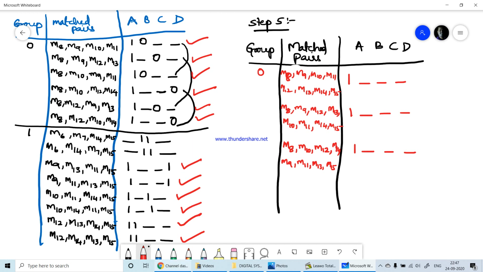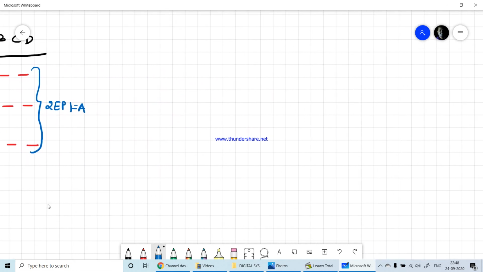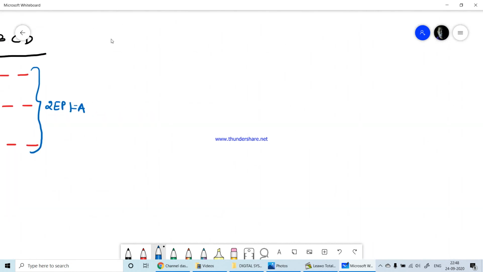Only this M6, M7 is the one which will not be matched with any pair. So this becomes the first essential prime implicant. And all these are the same. Therefore this becomes the second essential prime implicant. The expression for this is BC, because BC has 1 1, and this is A. The expression for this is A. Now the next step is we'll form a table for essential prime implicants. So step 6 is to form a table for essential prime implicants.